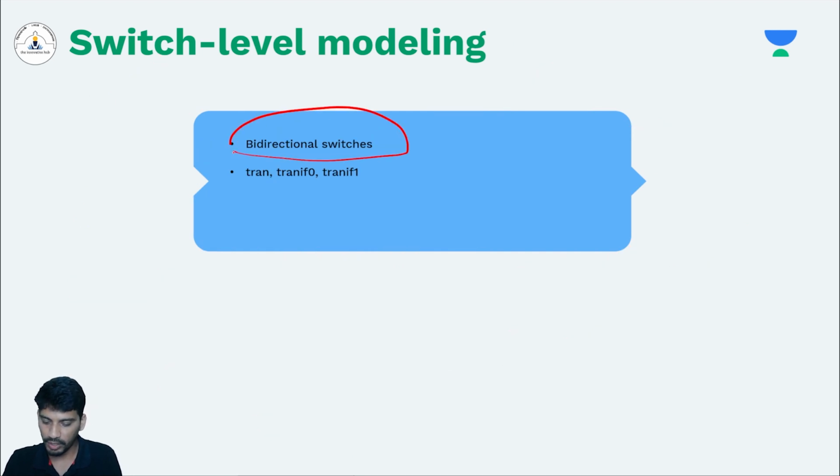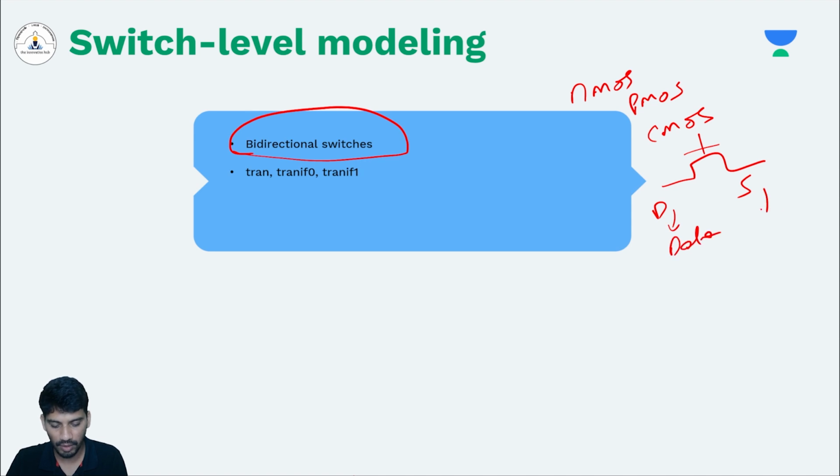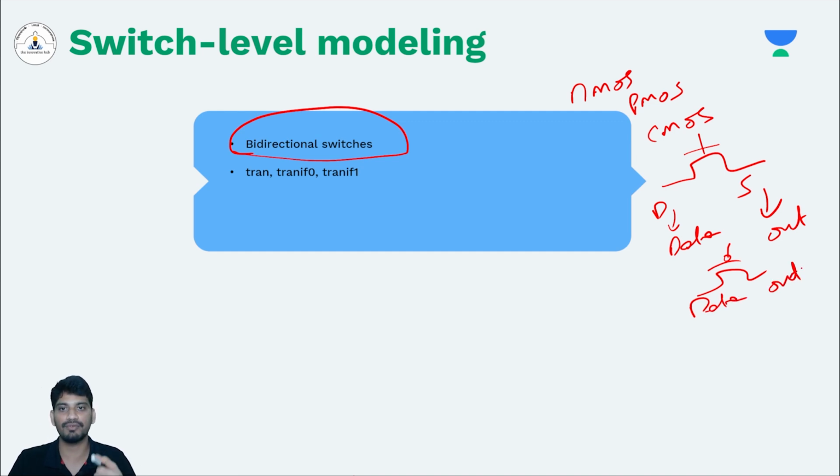So now let's see what these bidirectional switches are. Till now, what are the switches we have seen? NMOS, PMOS, and CMOS, right? All these three switches are not bidirectional. They will only conduct from drain to source. The data is at drain and output is at source. In all the three cases, it will be like that only. It doesn't have a bidirectional conduction feature.